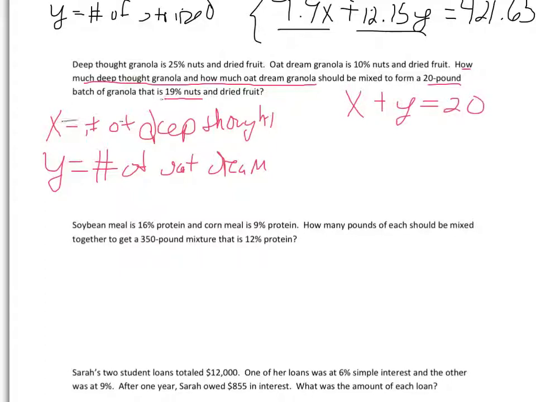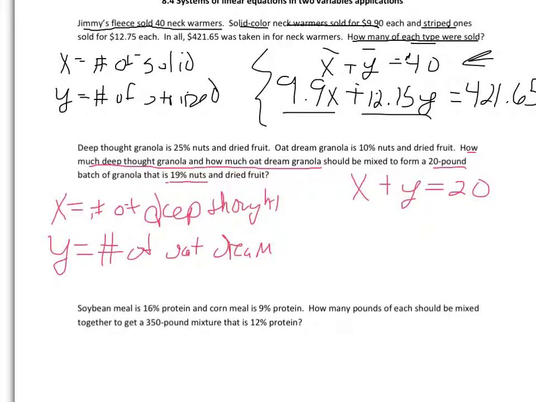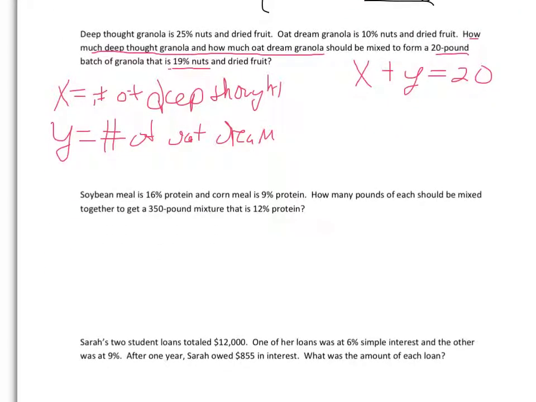This is kind of analogous to the problem before, where we had x plus y equals 40. We have the sum of the parts of the whole. Number of neck warmers plus number of neck warmers is total number of neck warmers. Down here we have pounds of Deep Thought plus pounds of Oat Dream is total number of pounds. So that's what we're doing.